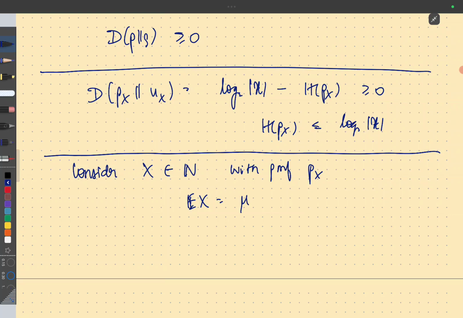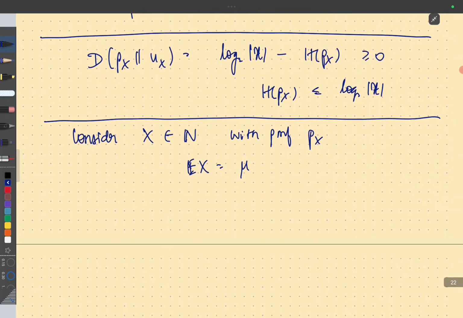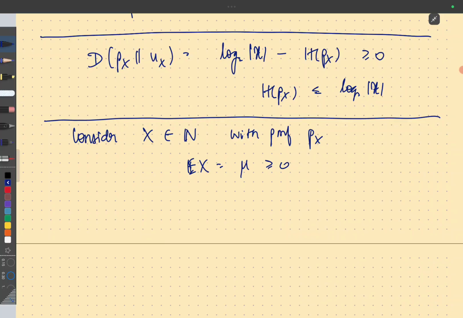In particular, can mu be less than 1? I need a more confident answer. No. Why? Yeah, the range of x is from 1 up to infinity. So x is greater than or equal to 1 with probability 1. So the mean should also be greater than or equal to 1. So this quantity is something that is greater than or equal to 1. So I've chosen the natural numbers.